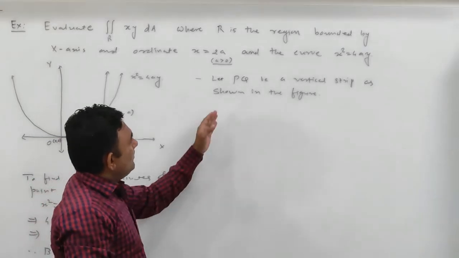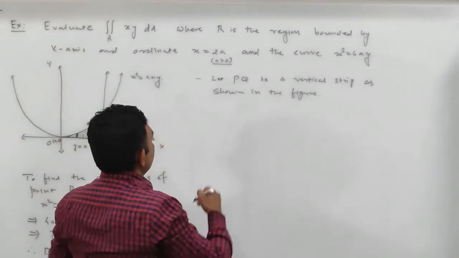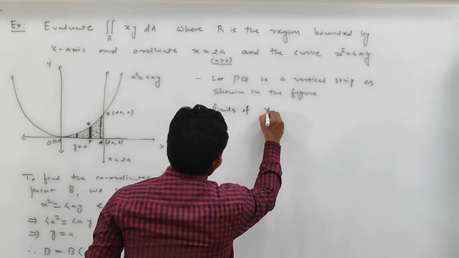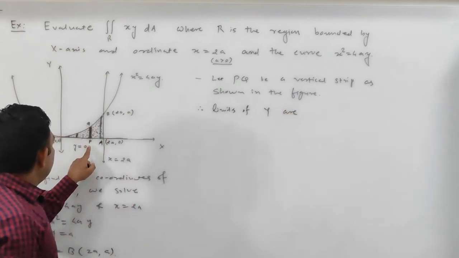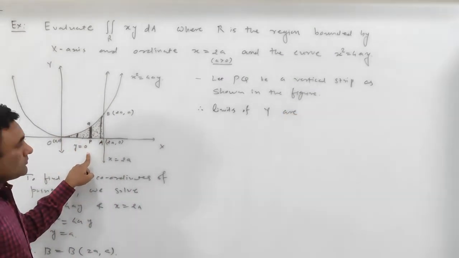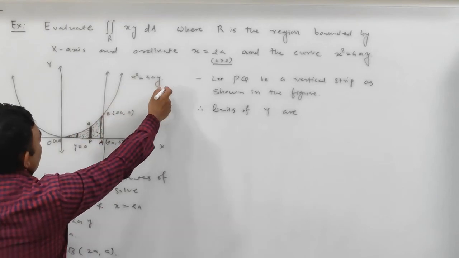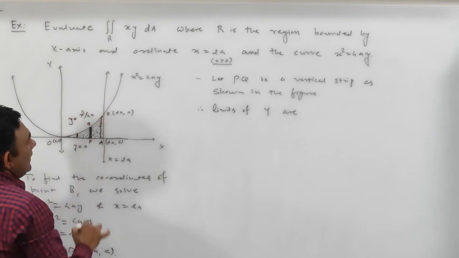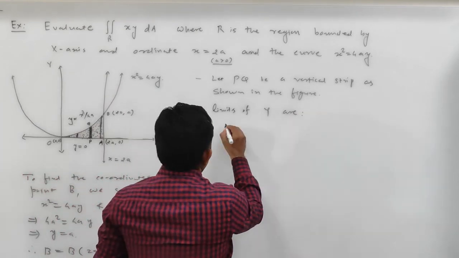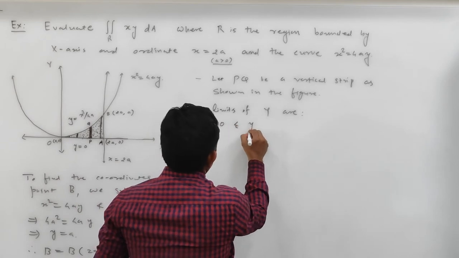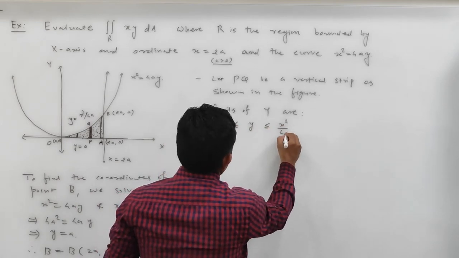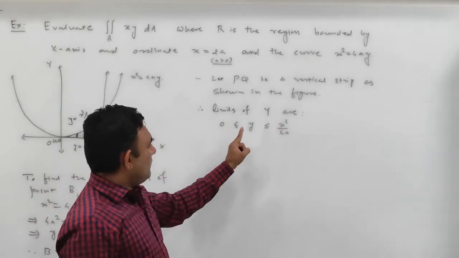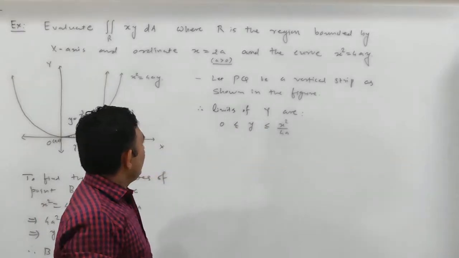So here let PQ be a vertical strip as shown in the figure. Therefore the limits of y are what? Its bottom end is on y equal to 0 and the top end is on x square is equal to 4ay. So y will be x square by 4a. So y varies from 0 to x square by 4a, and limits of y will always be in terms of x.